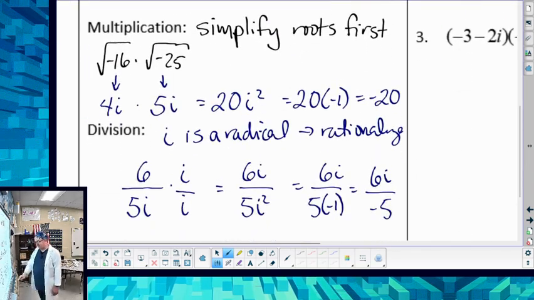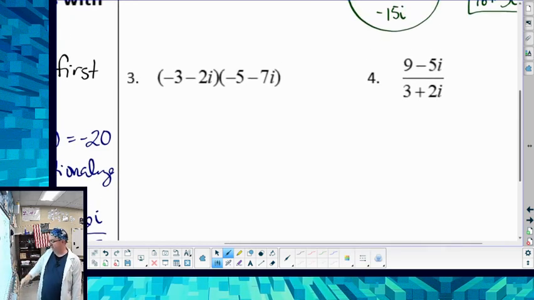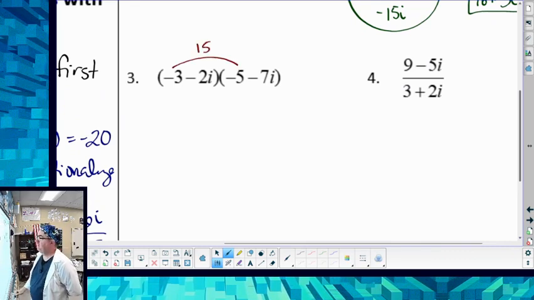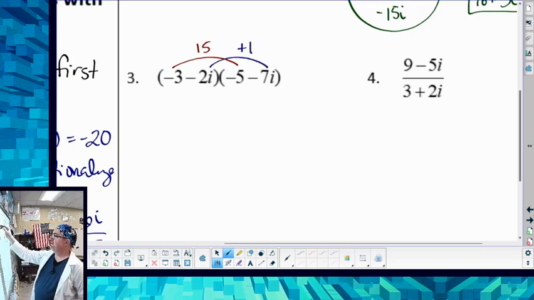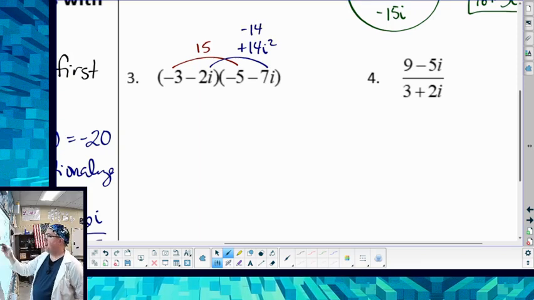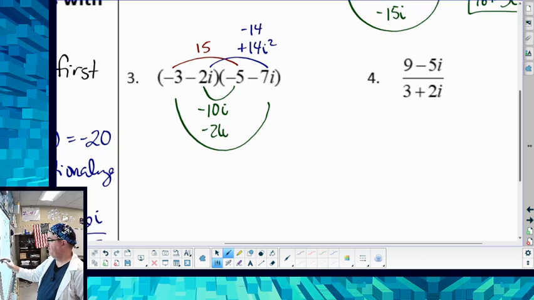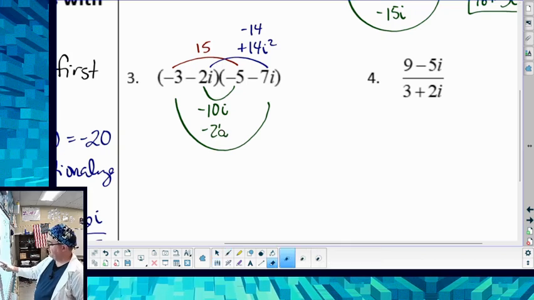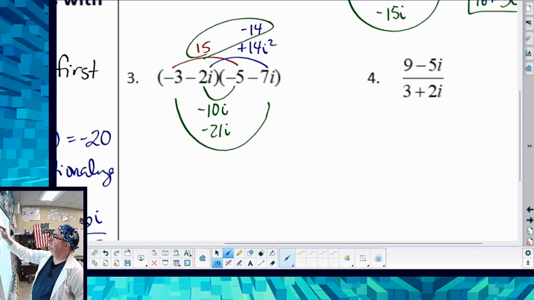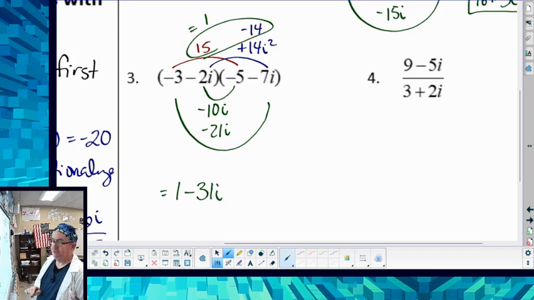So in terms of the other two parts down here, multiplying here, similar to what we did up above. And again, you could have used a shortcut for the squaring things. So again, I'm going to get 15 for this one. This part here is going to turn into positive 14i squared, which is really a negative 14. In the bottom, negative 10i, negative 21i. It's a little sloppy, my apologies. So this up here is equal to 1. So my final answer would be 1 minus 31i.